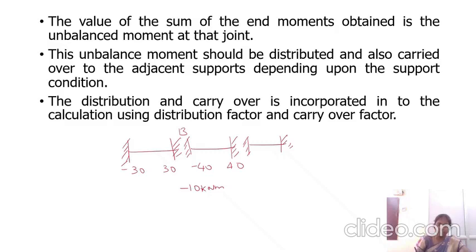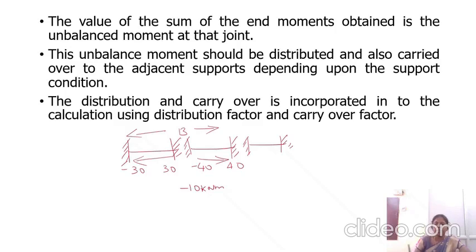So the sum of the end moments will leave some unbalanced moment at that particular joint. This unbalanced moment should be distributed and also carried over to the adjacent supports depending upon the support conditions. Because we know the joint equilibrium condition, that is summation of moment at B should be equal to 0. Hence this unbalanced moment should be carried to the adjacent supports depending upon the exact original support condition, and also distributed to the adjacent members depending upon the distribution factor.